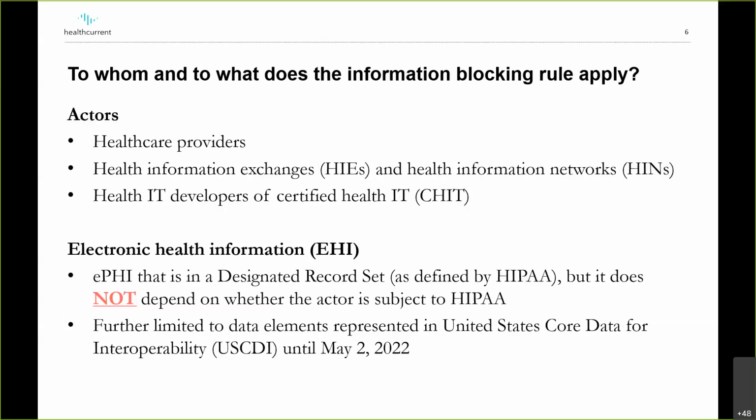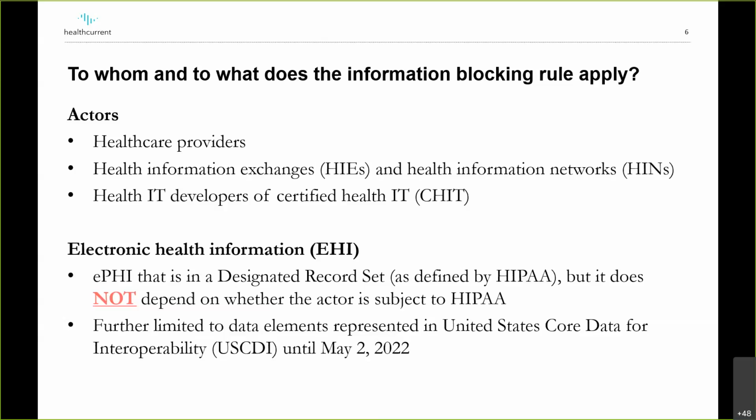Okay, so who is ONC targeting to encourage that data to be more interoperable? Well, they define 3 actors to whom the information blocking rule applies, listed in those 3 bullets there. Healthcare providers; health information exchanges or health information networks, which are synonymous, and Health Current would be an example of those; and number 3, health IT developers of certified health information technology. Sometimes we'll hear that referred to as CHIT. So those are the actors. As you see, it's quite broad.